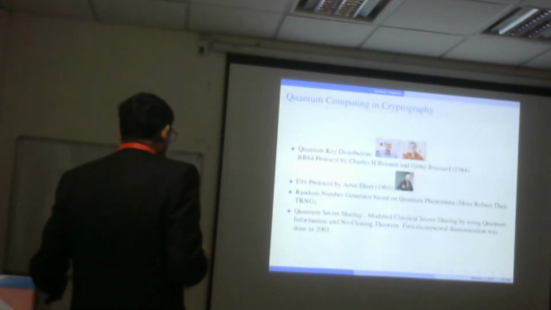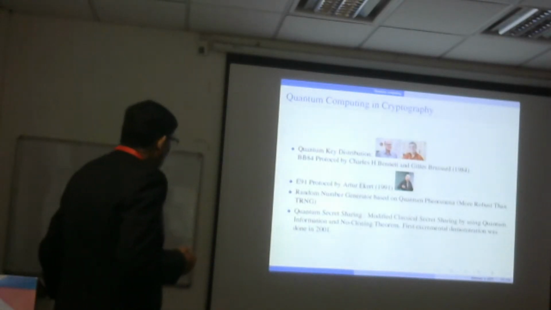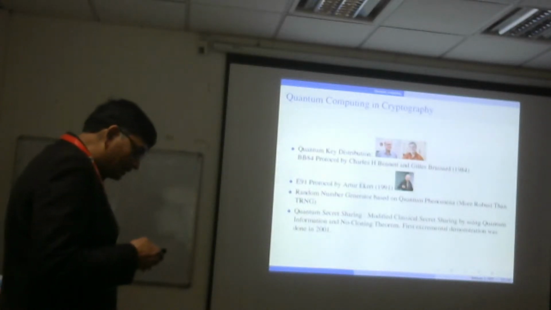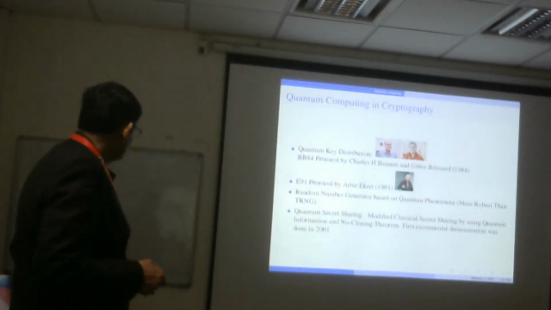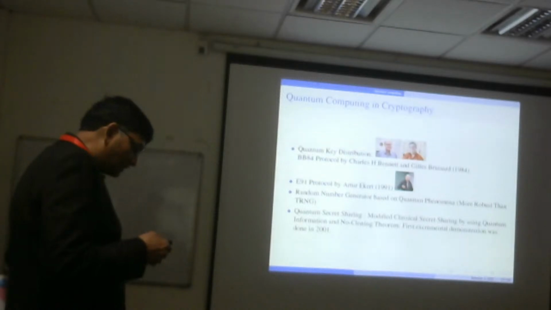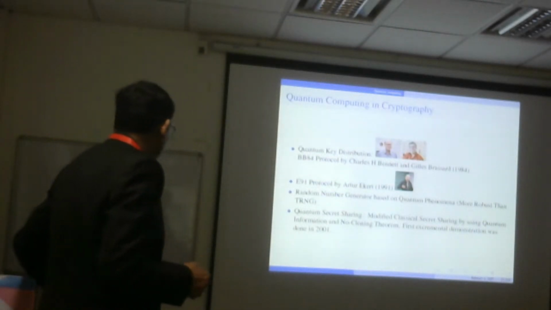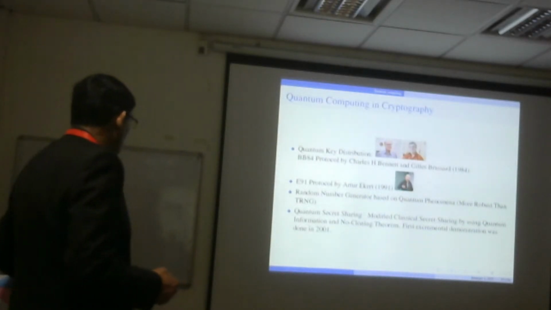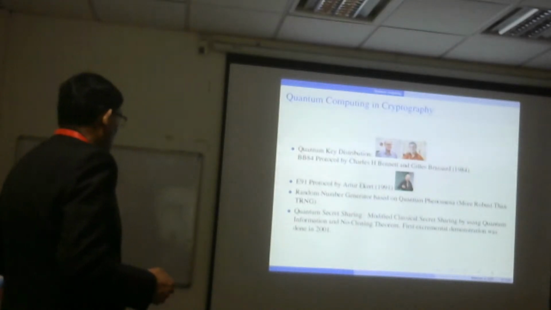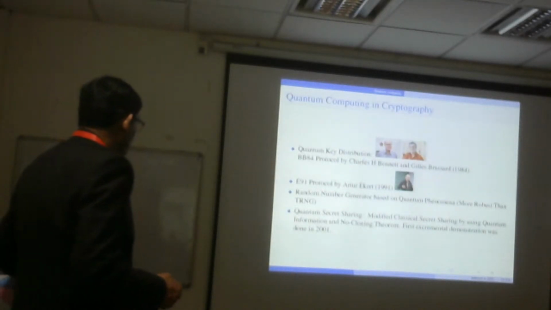So now we are coming to quantum cryptography. As I said, in 1994 the quantum key distribution protocol was introduced. To exchange the key, they have given the quantum key distribution protocol. BB84 is an important quantum key distribution protocol. Then there is the E91 protocol, which is also available.